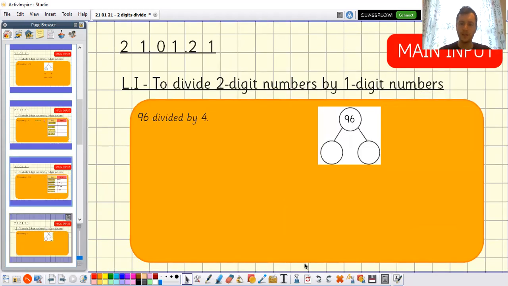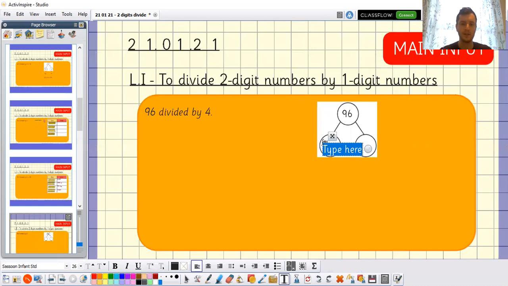Now again, I can use my partitioning methods. But again, I'm not going to split it into 90 and 6 because those numbers don't divide by 4. So let me give you one part. I'll give you 80 because I know that does divide by 4. Because I know 8 divided by 4 is equal to 2. So 80 divided by 4 is equal to 20.